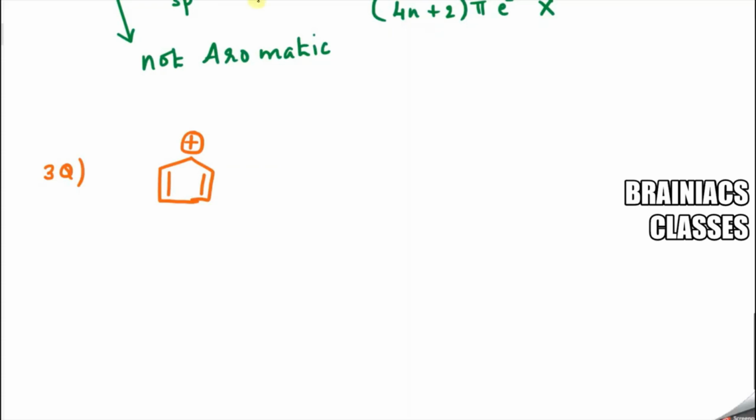Now we will go into this question. The first condition to check here is whether the compound is cyclic or not. Here it is coming here, joining here, joining here, joining here, again coming back to the initial position. So that means it is cyclic. Now next to check here is planarity. Correct? So what is the condition for planarity?